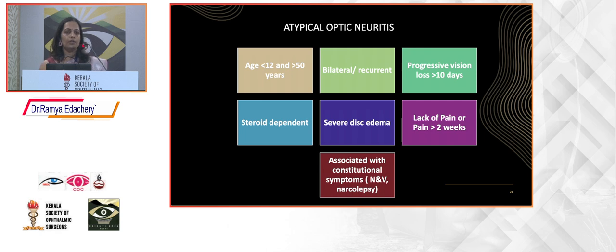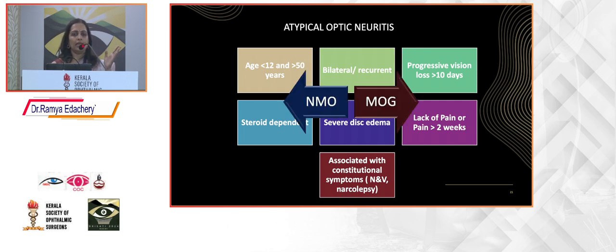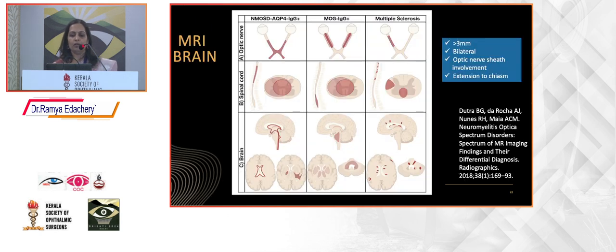So you should suspect atypical optic neuritis when the age is less than 12 or more than 50, if there is bilateral involvement or recurrence, progressive vision loss for more than 10 days, steroid dependence, severe disc edema, lack of pain or pain lasting more than 2 weeks, or associated constitutional symptoms. That I will come to later. So we have two main types: NMO, that is neuromyelitis optica, and MOG, myelin oligodendrocyte glycoprotein. So how you differentiate these three, I will just tell you.